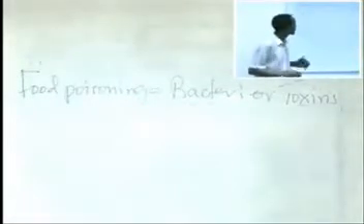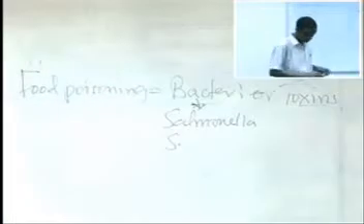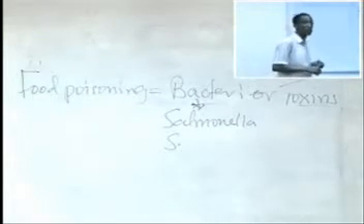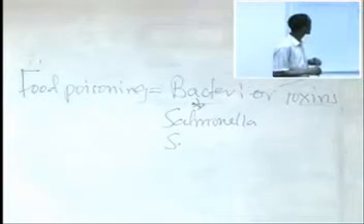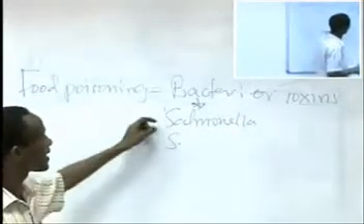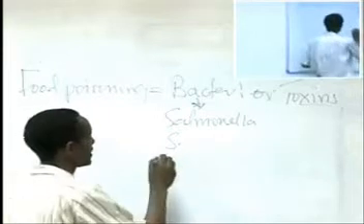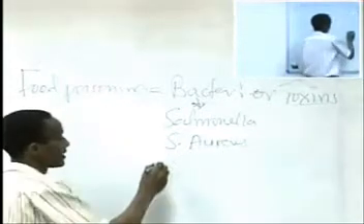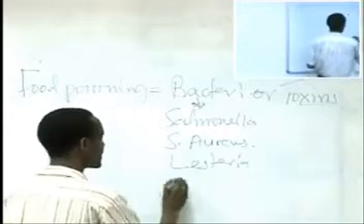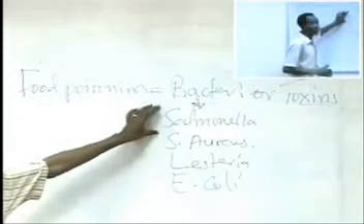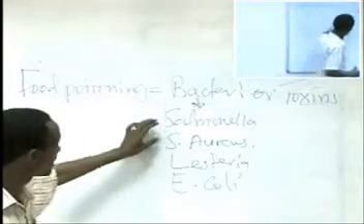So the most common bacteria here. I said that the food poisoning is an illness caused by bacteria and other toxins. Bacterial toxins and other toxins. The common bacteria here is, I said, Salmonella, Staphylococcus aureus, Neisseria, E. coli. This Salmonella is very common in the poultry products.